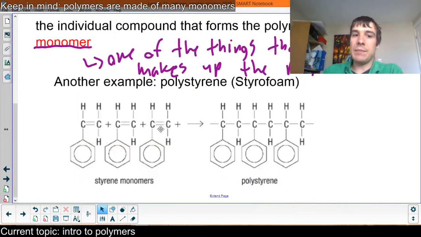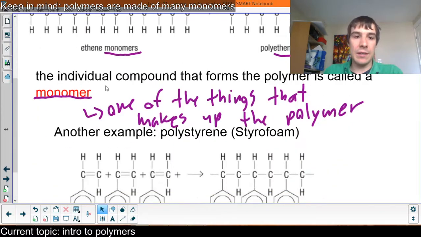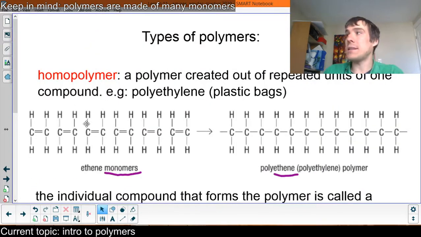The individual compound is the monomer. So here's another example. Here's polystyrene, which is what makes styrofoam. This is styrene. Styrene is just one of these. And it's also an addition, so a double bond's going to break. You're going to make room for another bond between these carbons. You end up with polystyrene, many styrenes. So monomer and polymer is important. This is called a homopolymer because everything is the same. It's just ethene, ethene, ethene, ethene, ethene, ethene. That is a homopolymer.